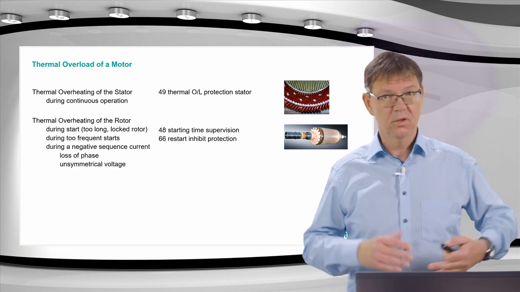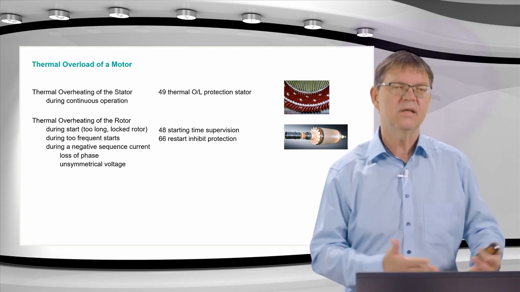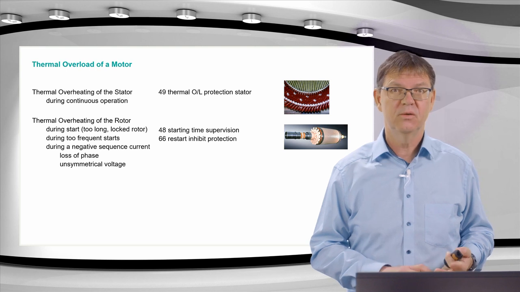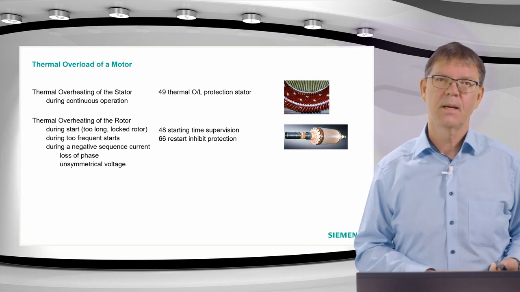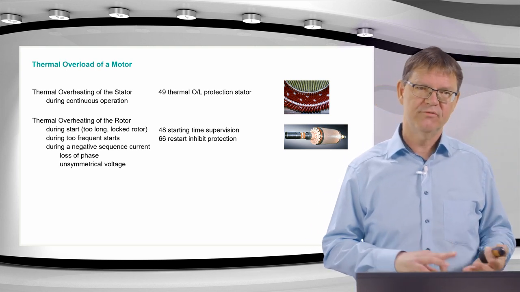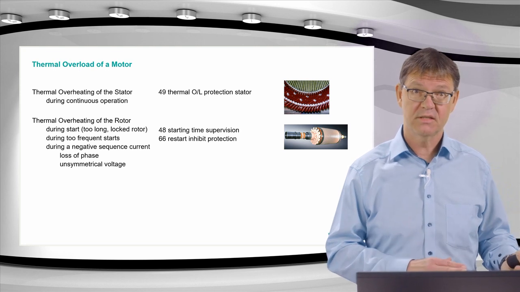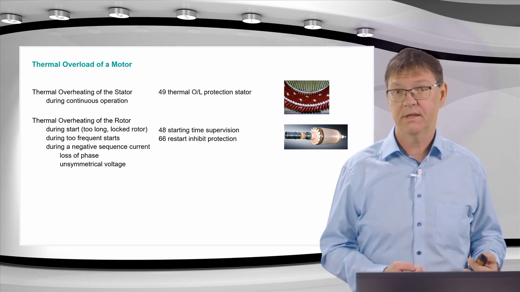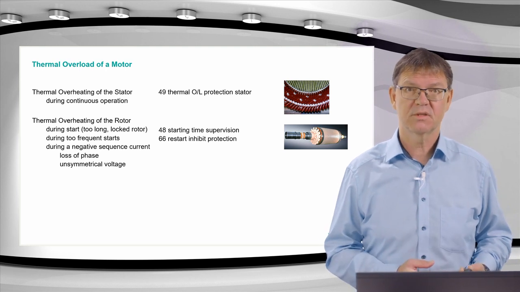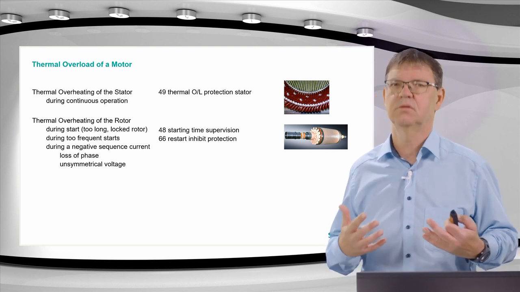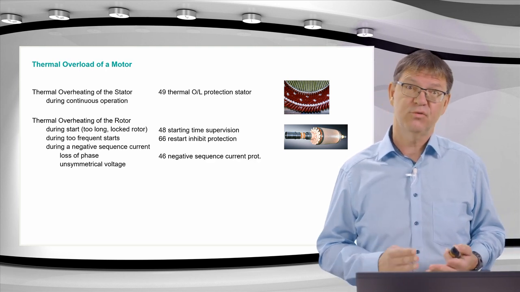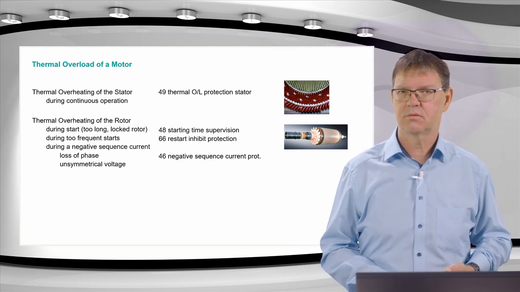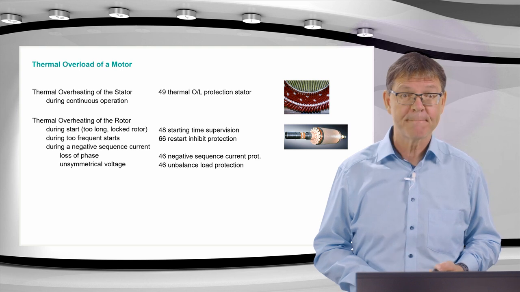Then we have a problem part which is negative sequence current for the motor. Here we distinguish basically two effects. The one is loss of a phase, so one phase is completely out, the fuse is blown, then I get a relatively big negative sequence current and I need to switch off the motor relatively fast. For this we can use a classical negative sequence current protection, a definite time stage for example.